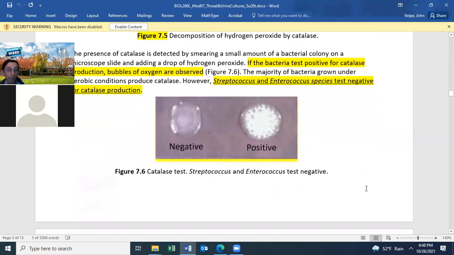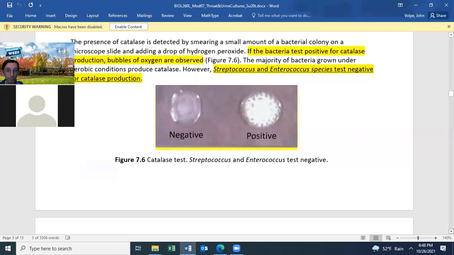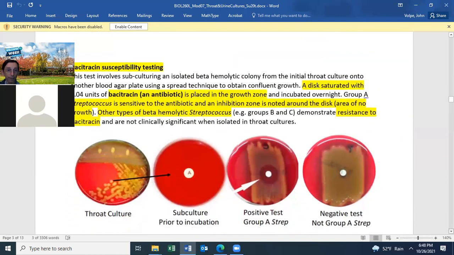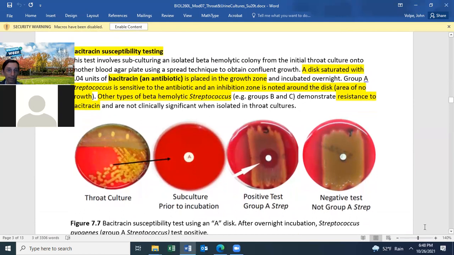All right, there are 2 families though that do grow in the air, which are catalase negative. That includes the Streptococcus family and the Enterococcus family. They're both catalase negative. So if it's catalase negative, then you run the bacitracin susceptibility test. Bacitracin is an antibiotic, and Streptococcus pyogenes is group A strep.